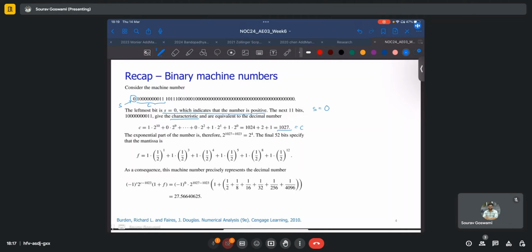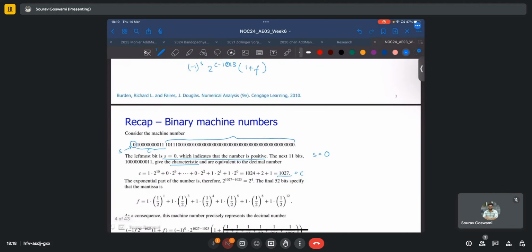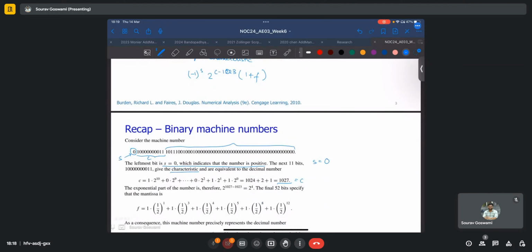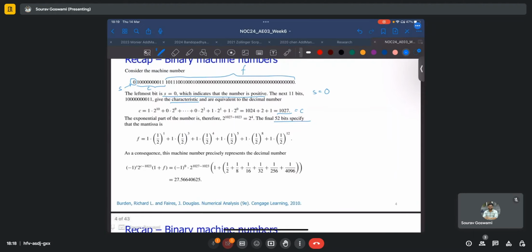The exponential number, which is this one, this being the mantissa, the exponential, which is 1027, is therefore to the power 4, and the final 52 bits give the mantissa, which again, when combined all together, the number which we're actually trying to represent is this one right here, 27.5664065.